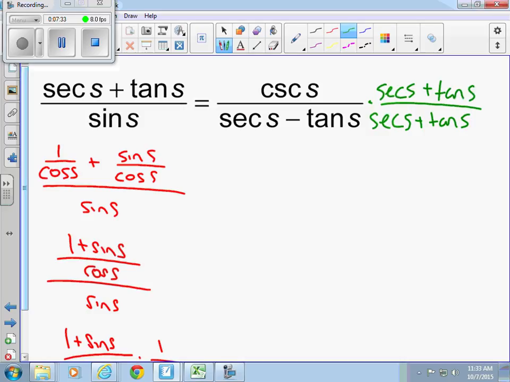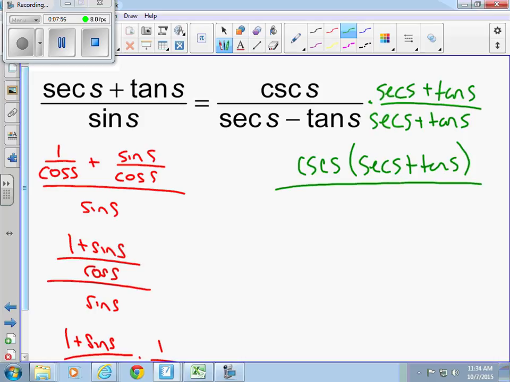And look at what else happened there. Look at the top. Did we get the secant plus the tangent on the top that we were hoping to get? So it looks plausible. Maybe it will work. We will see. So on the top I get cosecant of x times secant of x plus tangent of x.